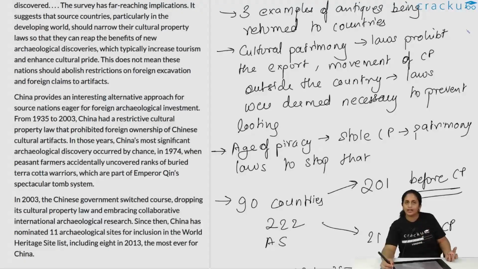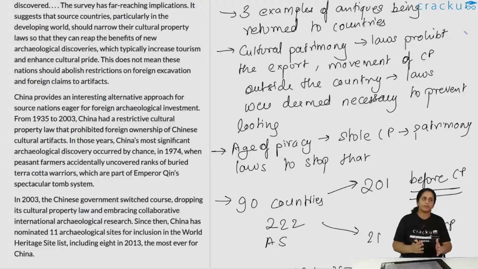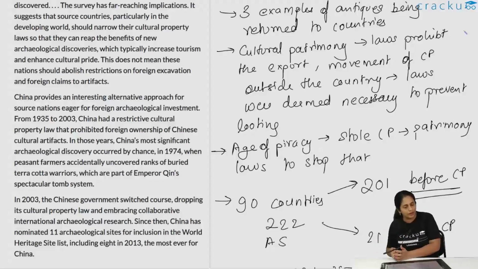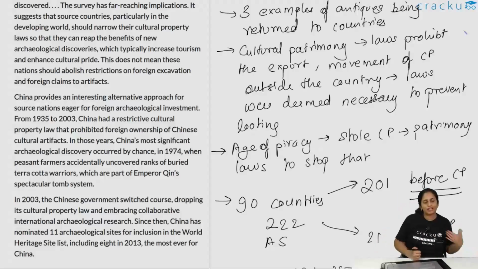So how do you actually allow them, or how do you incentivize them? The author proposes a collaborative method that was adopted by China. He's saying, don't remove all the cultural property laws, narrow them so that you give some incentive to dig. So this is what the author is proposing. Do not have very strict cultural property laws, have narrow cultural property laws such that your rights to that cultural property are protected, but the actual archaeological discoveries are also incentivized.